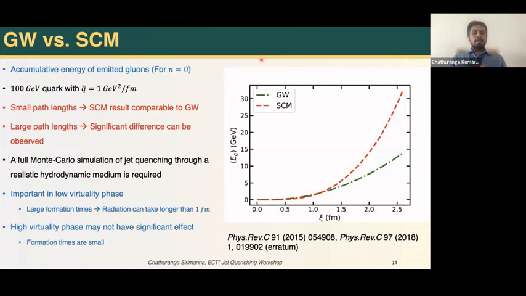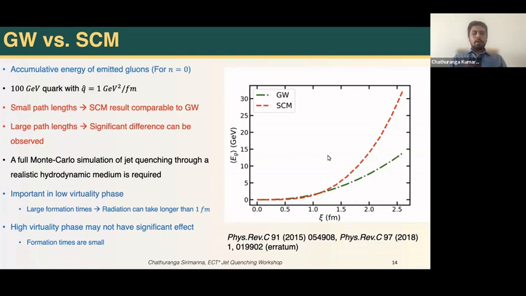When it comes to the low virtuality portion, to compare SEM and GW kernels, we use the accumulative energy of emitted gluons, and here we also use n equals 0 for convenience. To get this plot, we use a 100 GeV quark with a fixed q-hat of 1 GeV squared per Fermi. As you can see in this plot, at small path length, the SEM result is comparable with the GW result, but at large path lengths, a significant difference can be observed.